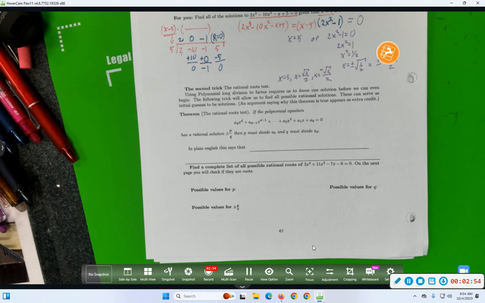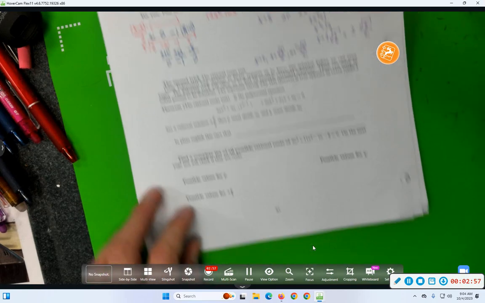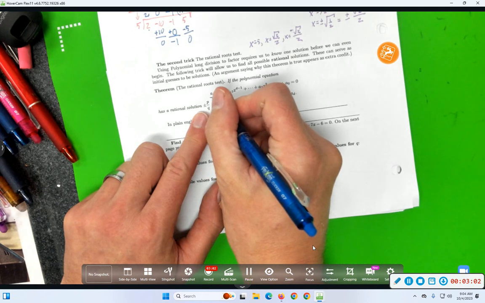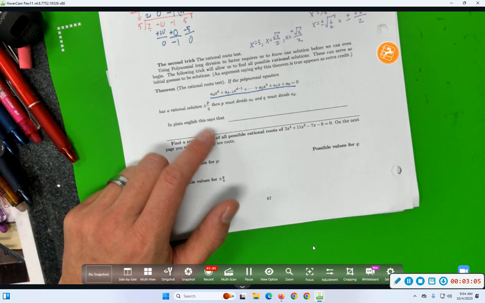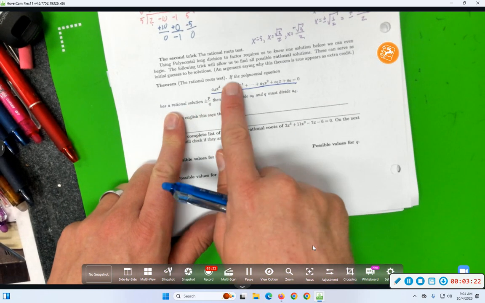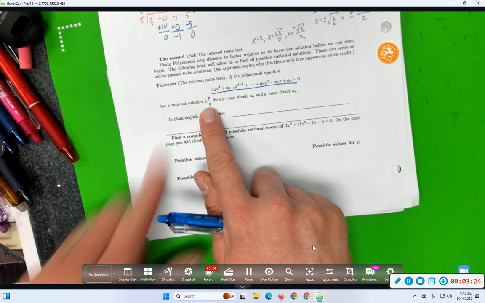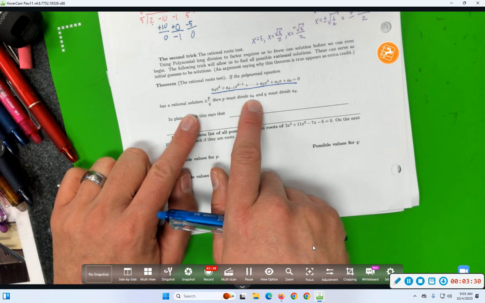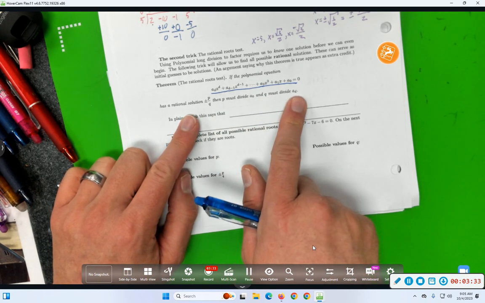So here's what the rational roots test says. The rational roots test says if a polynomial equation, so there's a polynomial equation. It's a bunch of coefficients next to powers of x, so each of those a_d, a_(d-1), all the way down to a_0. They're just numbers. And then x to a power, you know what that means. So this is a polynomial. If it has a rational solution, so what's a rational number? It's plus or minus p over q, where p and q are whole numbers. Then p has to divide a_0, and q has to divide a_d.